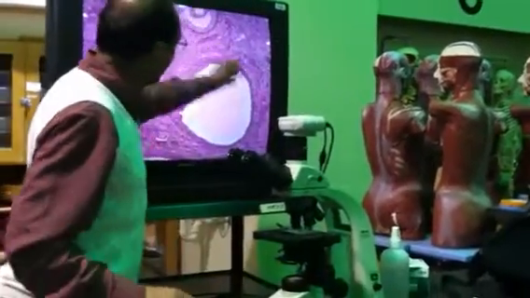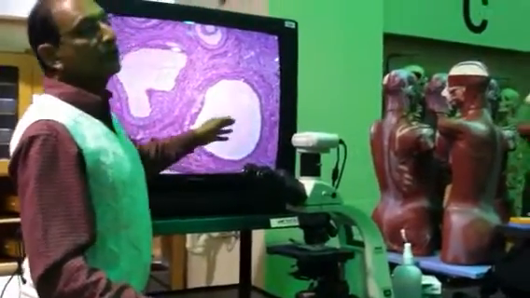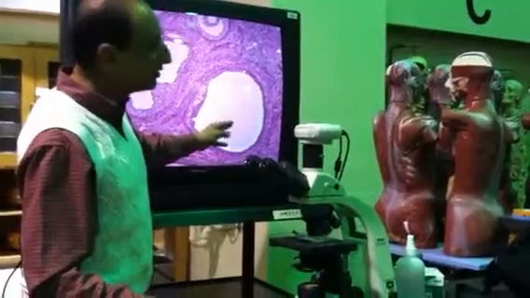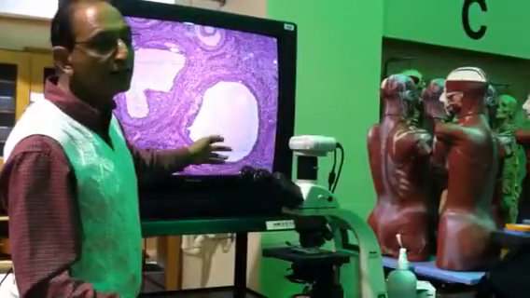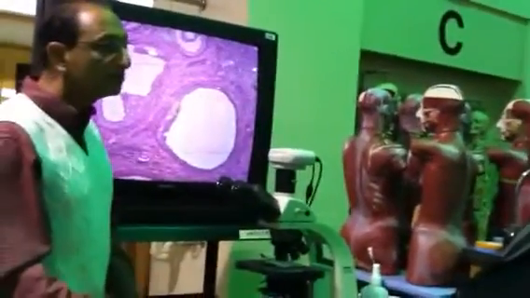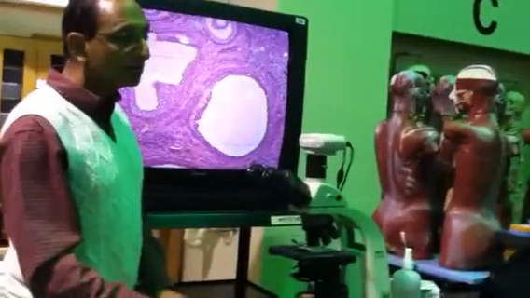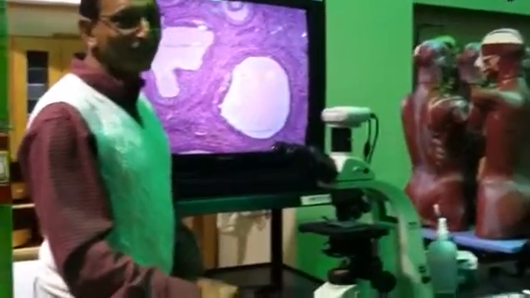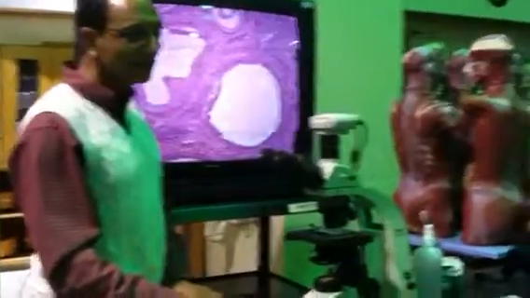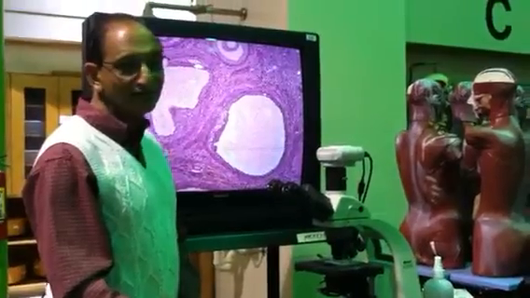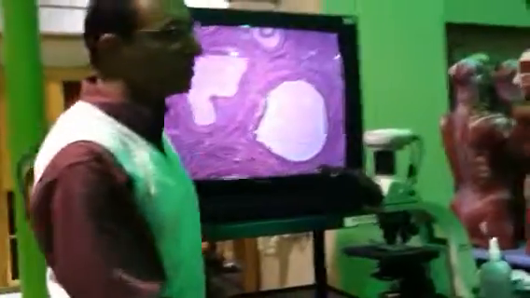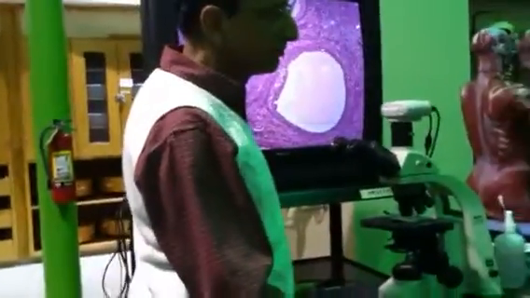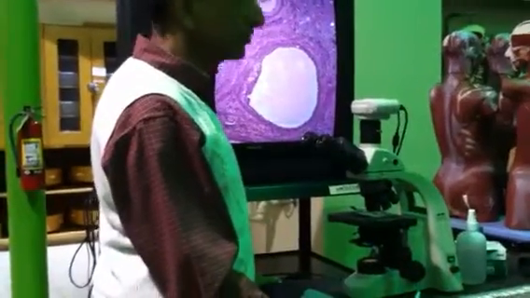When it becomes very big, it's called a mature follicle. Is there any oocyte here? No. Why not? Did it burst? Why can't you see it if it is there? You say it is there, but you don't see it. But that's the correct answer. It is there, but you don't see it. But the question is, why don't you see it?